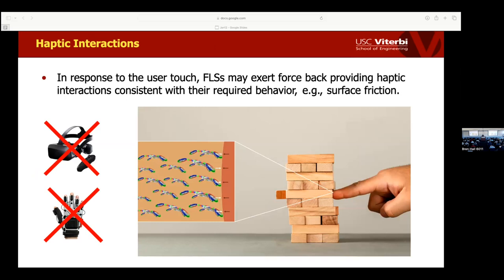Drones, as you know, have physical presence. You can touch them. And if I have millions and billions of them grouped together, they are almost like a 3D printer. They materialize these virtual objects that are illuminated. So over here, you are seeing an illumination of the bricks of the game Jenga. And when the user presses on one of the blocks, the drones fly back against the user's touch to provide haptic interaction consistent with the surface friction of the blocks adjacent and below the block that the user is poking on. So the user can have haptic interactions with their bare hands, with no need for any glove or a body suit to interact with these 3D illuminations.